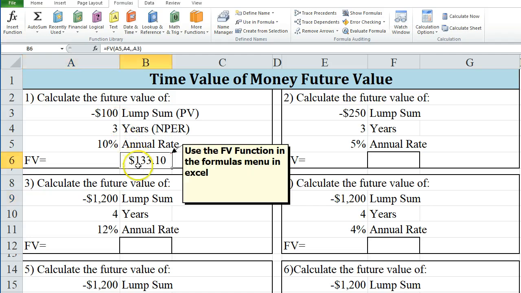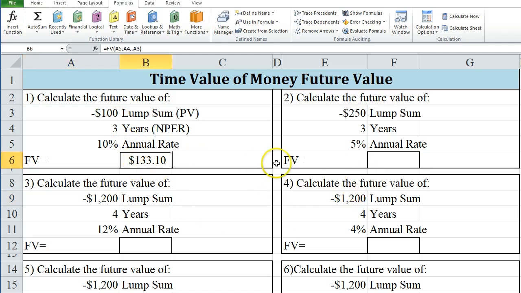And what's nice is, once you have this calculated, you can easily copy it to the next problem and the next problem. These problems are all similar. We're calculating a future value of a single sum.